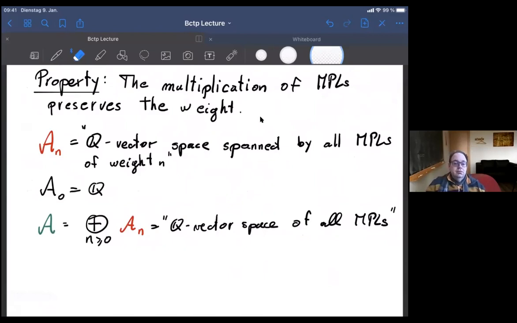So let me also introduce A without any subscript. I just take the direct sum of all of these vector spaces. So that is now, if you want, a vector space of all polylogs, of all possible weights. This would also allow linear combinations of decks of cards with different numbers of cards.